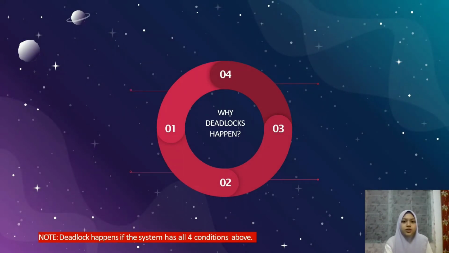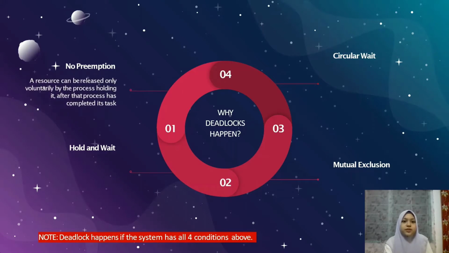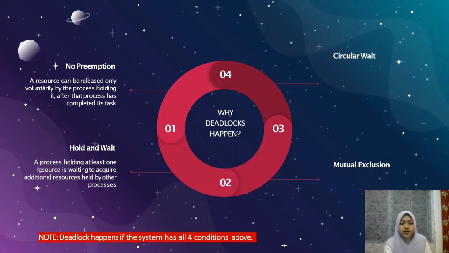The deadlock will occur due to these 4 conditions, which are no preemption, hold and wait, mutual exclusion, and circular wait. For no preemption, a resource can be released only voluntarily by the process holding it after that process has completed its task. For hold and wait, a process holding at least one resource is waiting to acquire additional resources held by other processes. For mutual exclusion, only one process at a time can use a resource. For the last one, circular wait, the waiting processes form a cycle.